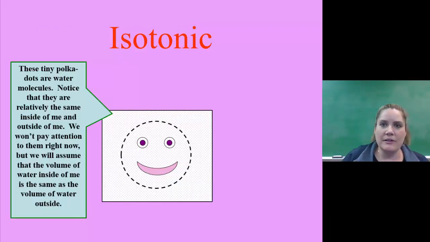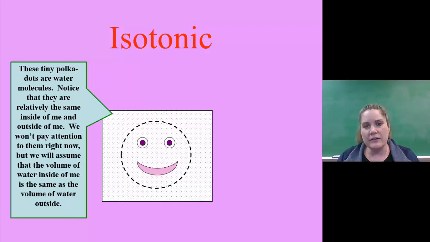So I have this happy little cell who's going to help us through these problems, and he is isotonic with his environment. There are tiny little polka dots in that diagram, and those are representing little water molecules, okay? So we're saying the concentration of water outside the cell is the same as the concentration of water inside the cell. As long as those two levels are even, then we say these two solutions are isotonic. So the cell is in an isotonic environment, meaning the concentration of water inside and the concentration of water outside are the same.